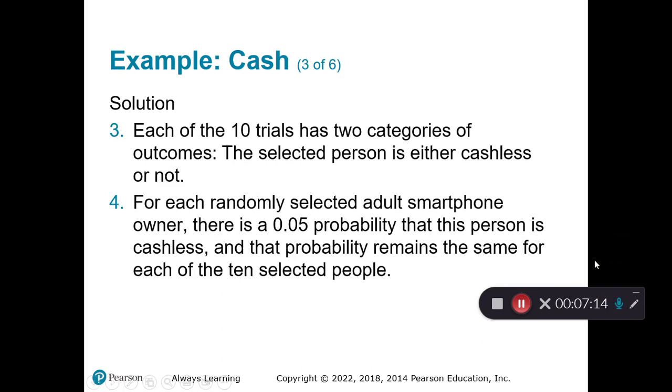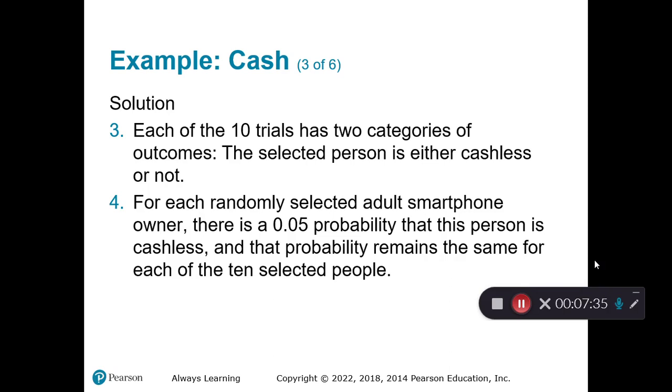Third requirement, do we have exactly 2 possible outcomes for each trial? I think we do. Each trial is a selection of a person, and that person either is cashless, which would be a success, or is not cashless, which would be a failure. So yes, we have 2 possible outcomes.